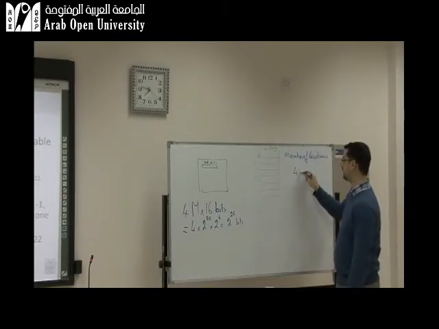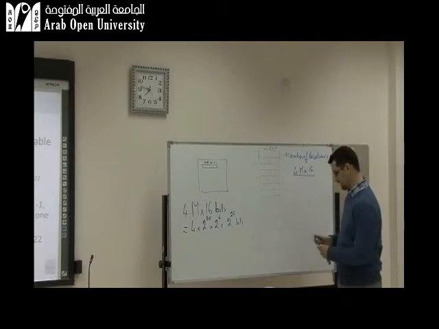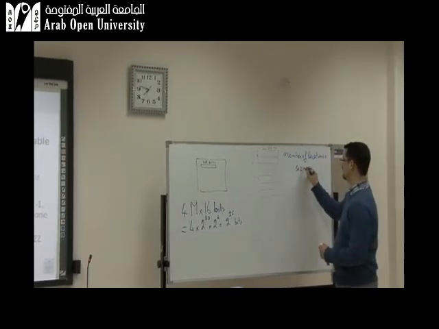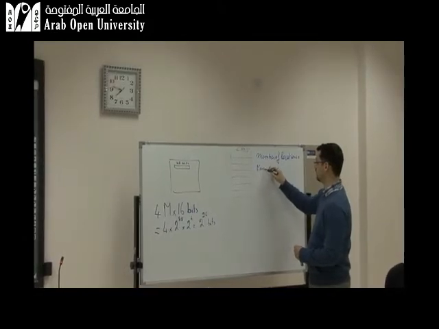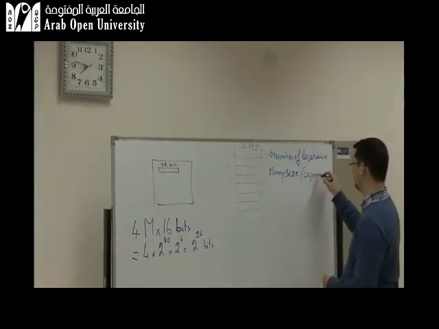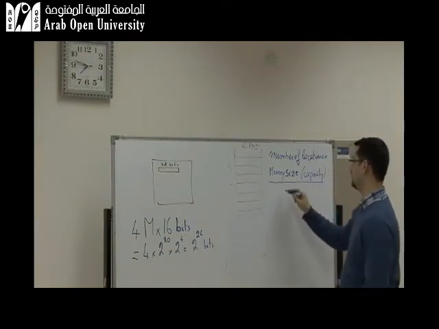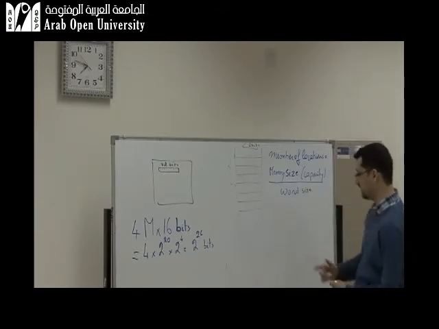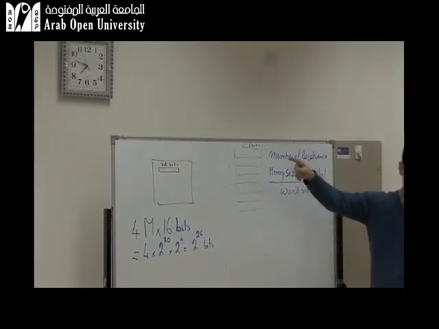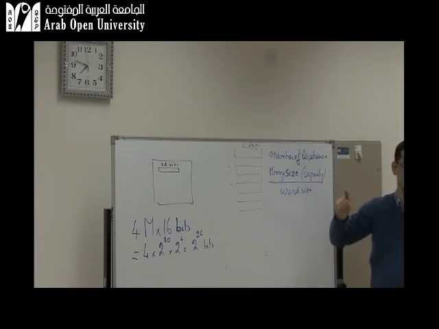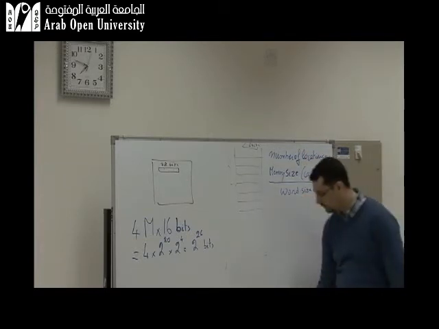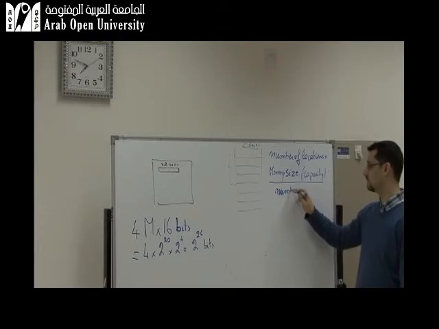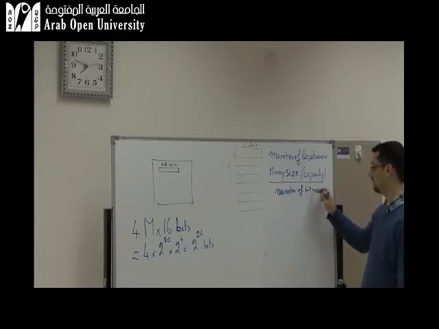is equal to 4 meg times 16 over, let's give the formula first: memory size, or memory capacity, over word size. At this moment I'm saying word size because it's a word addressable memory, but I will avoid using this term and will use instead the number of bits per location.